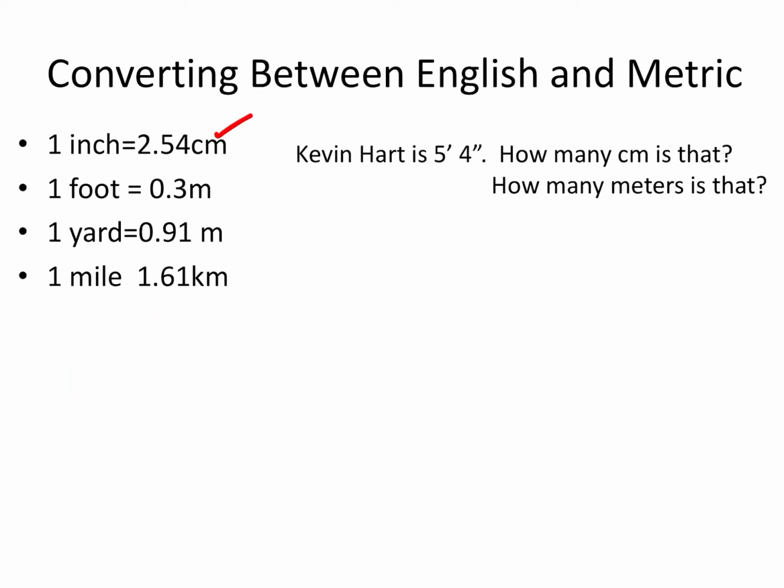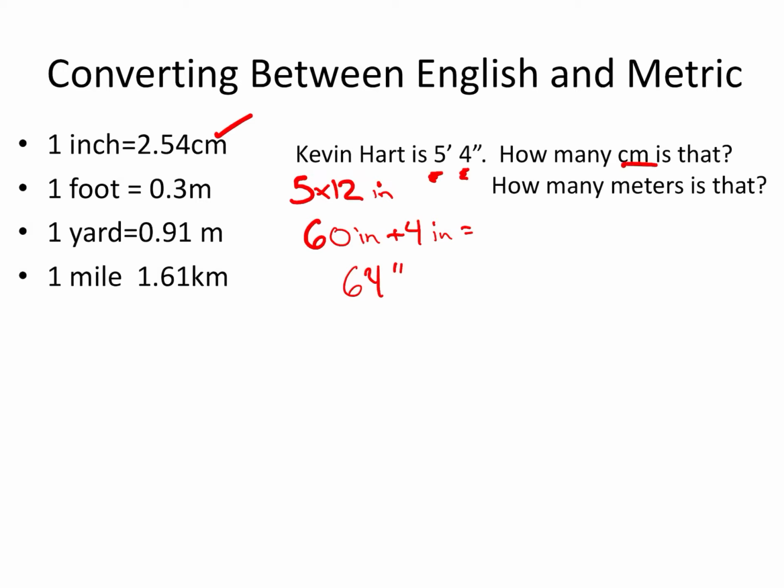But we need to figure out, we have 5 feet 4 inches. So what do we want to do? Let's make everything inches, right? So we know that 1 foot is 12 inches. So Kevin Hart is 5 feet times 12 inches, right? So that's going to be 60 inches plus another 4 inches. So Kevin Hart is 64 inches tall. Now, how many centimeters is that?